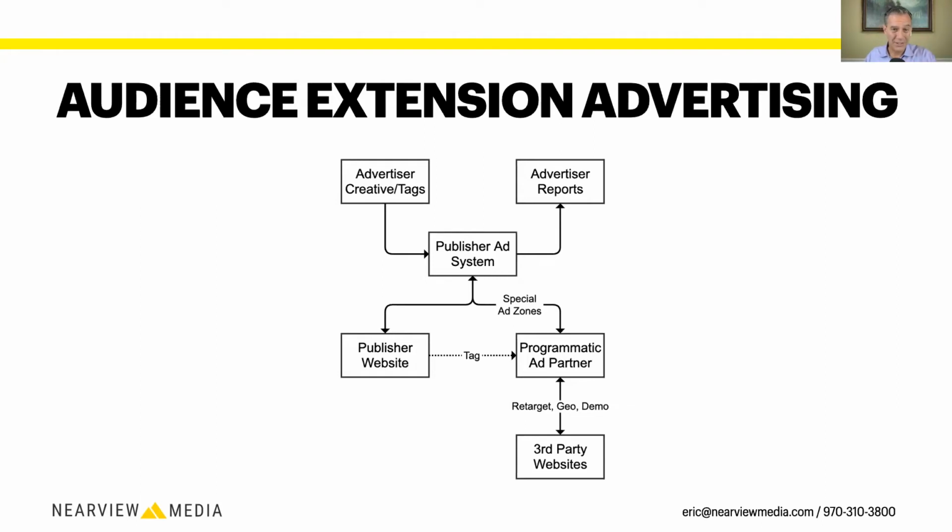So here's my diagram showing audience extension advertising. So let's talk about how this works. All right, we're going to start here with your publisher website, your own website. We're going to find a programmatic ad partner, and I have a couple of recommendations for you that I will give at the end of this session. When you do a programmatic ad partner, you're going to take a tag from them, and you're going to add that tag to your website.